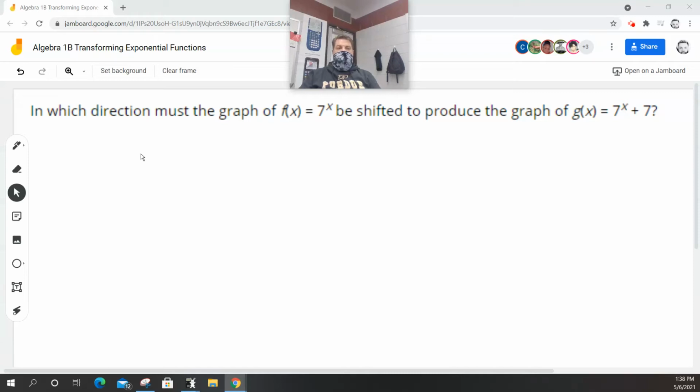All right, so this one says, what direction must the graph of f of x, which is equal to 7 to the x, be shifted to produce g of x, which is 7 to the x plus 7? So this is literally just like the other problem. What does this do to f of x? What does that plus 7 outside the exponent do?